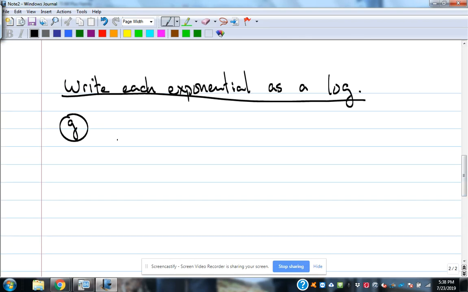Example G. Let's do 5 to the negative 3 equals 1/125. So we look at that and decide it's an exponential, because this side has exponents on it and it's got a base. What's the base on the left side? Base 5. So when we write our log, we'll write log and then base 5. Put a little 5 down there.